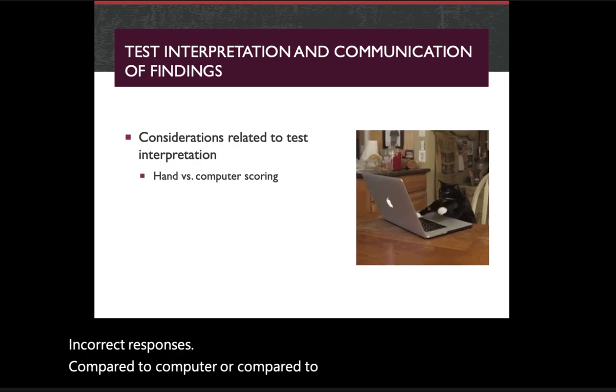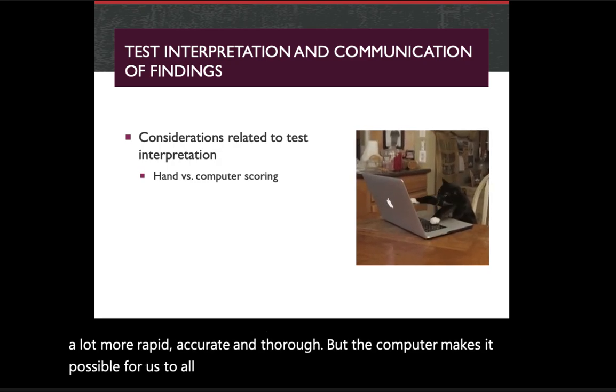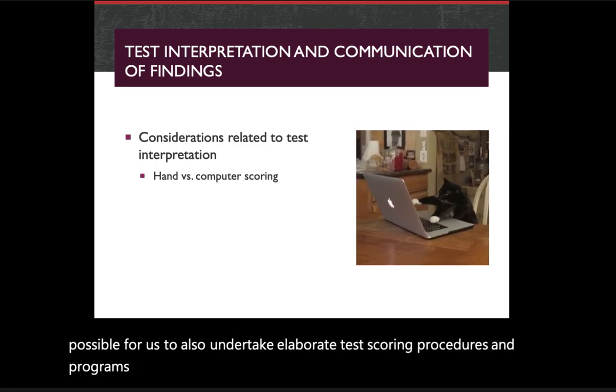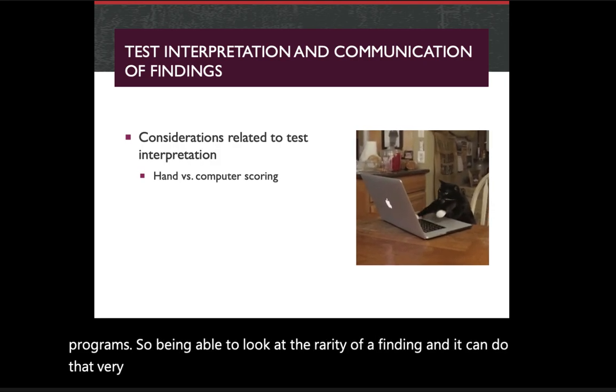Compared to hand scoring, computer scoring is a lot more rapid, accurate, and thorough. But the computer also makes it possible for us to undertake elaborate test scoring procedures and programs, like being able to look at the rarity of a finding, and it can do that very quickly.